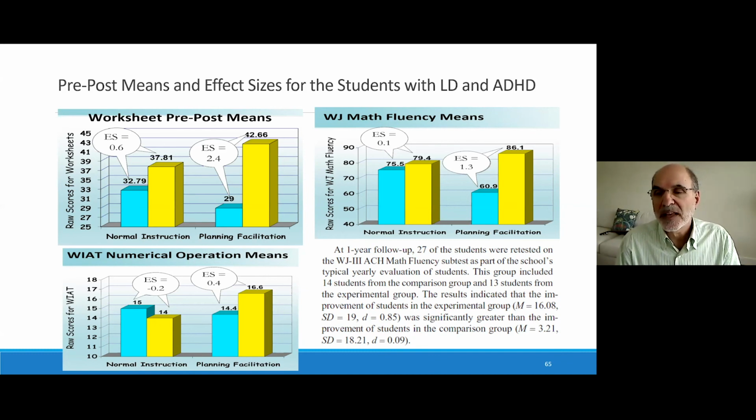And I just want to emphasize something. After you give the CAS, remember that the most important person you should tell is the student.